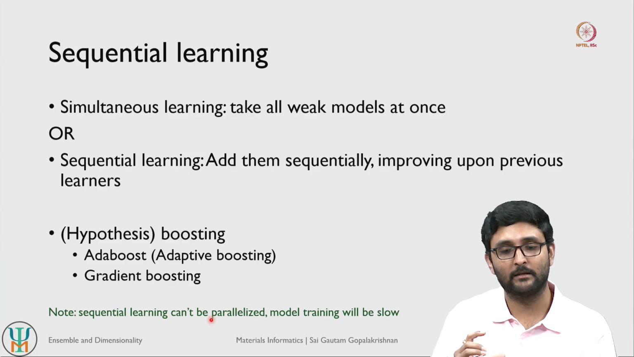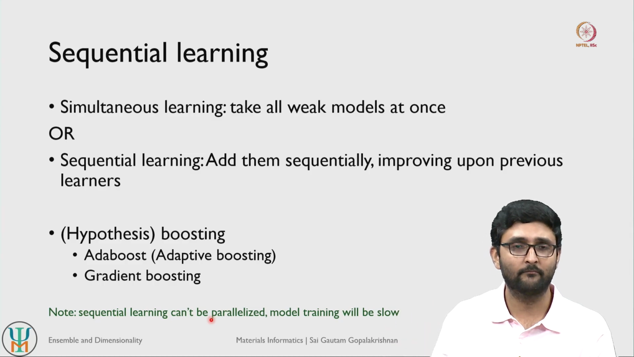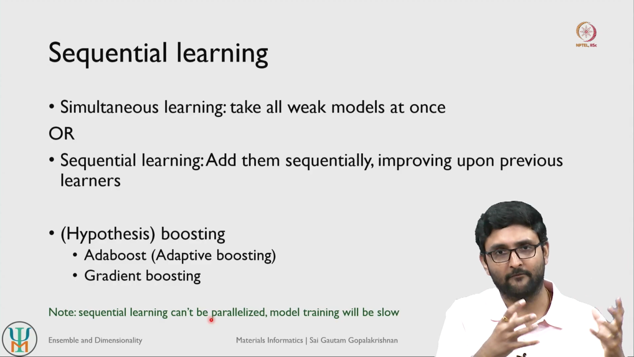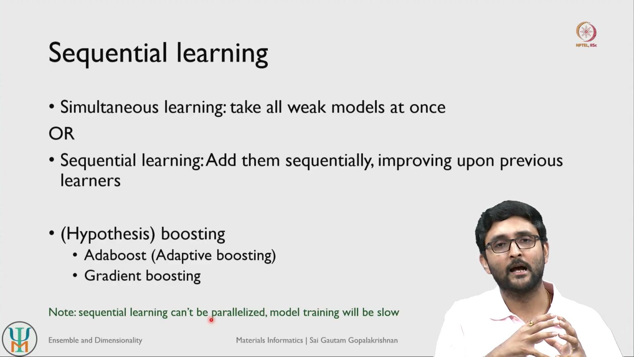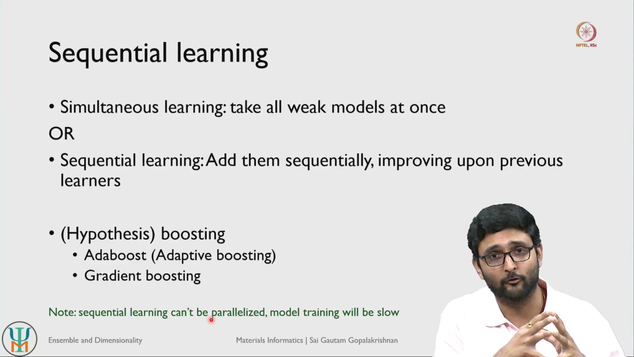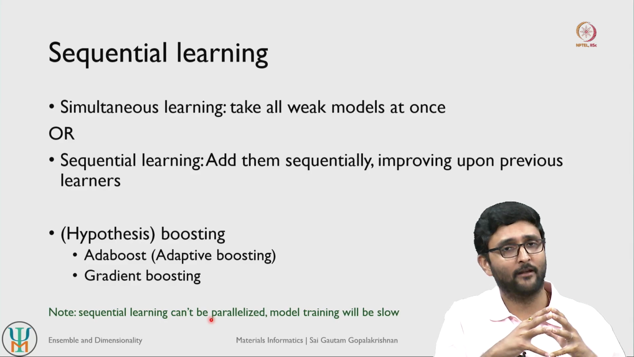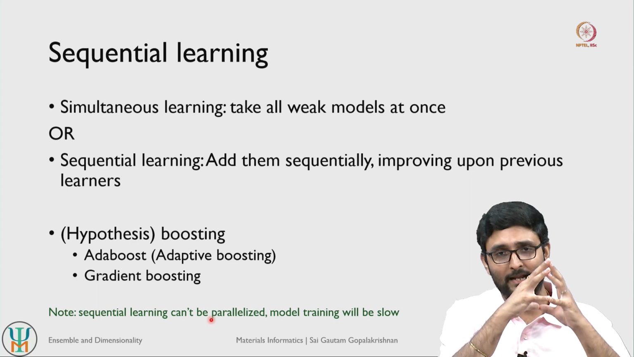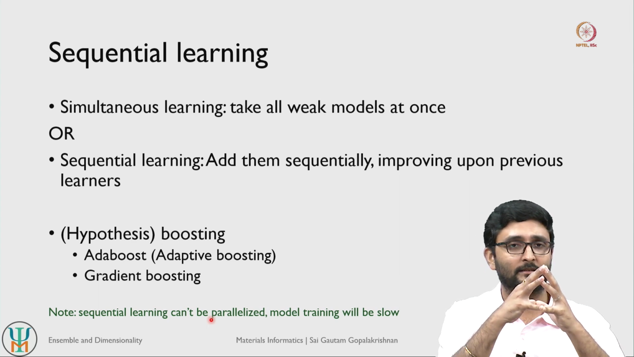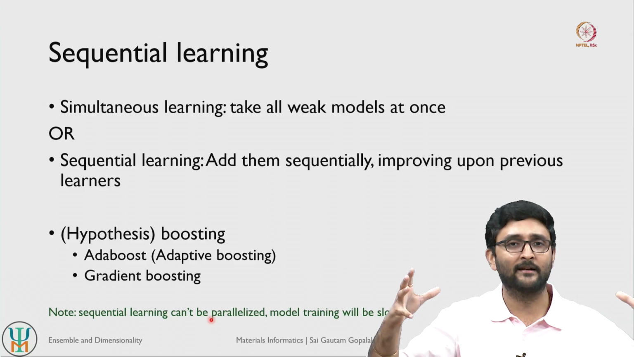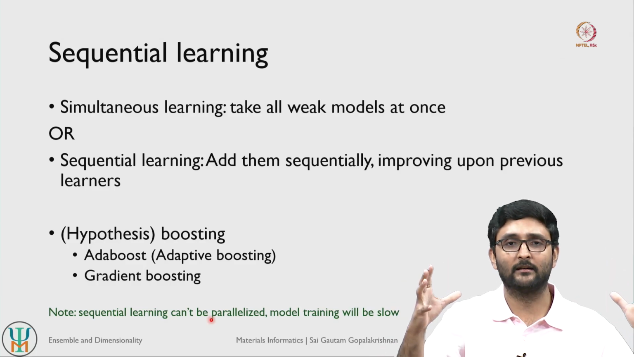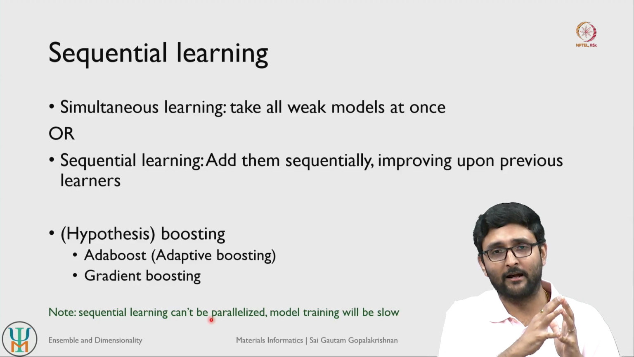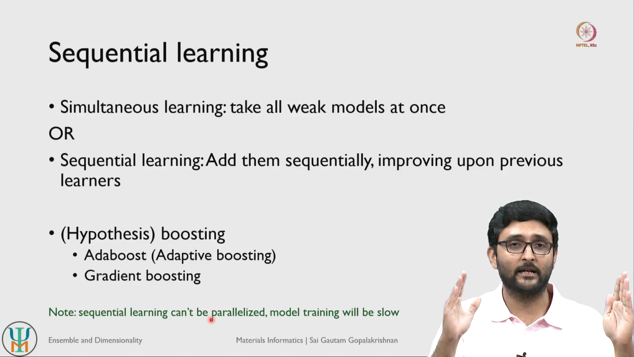One thing to keep in mind is that sequential learning cannot be parallelized. So model learning will be fairly slow. Random forests, or simultaneously learning models, are by themselves fairly slow, because you have lots of hyperparameters that you would need to tune, and at any given instance of time, a random forest is trying to train several decision trees in one go.